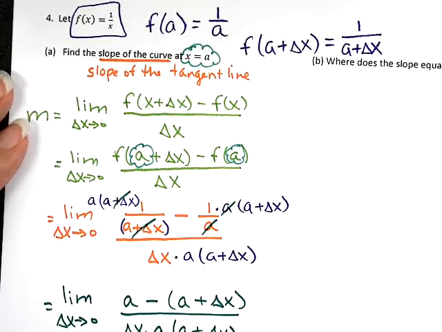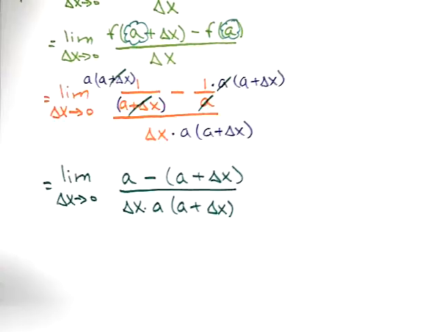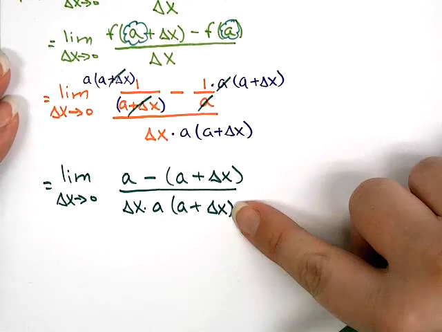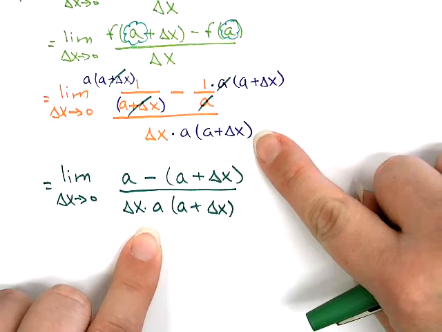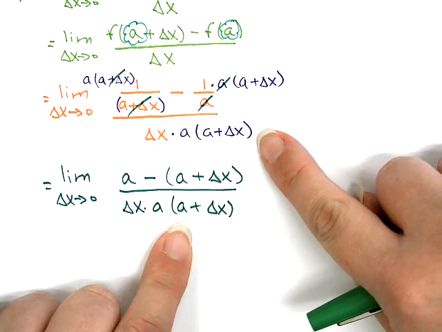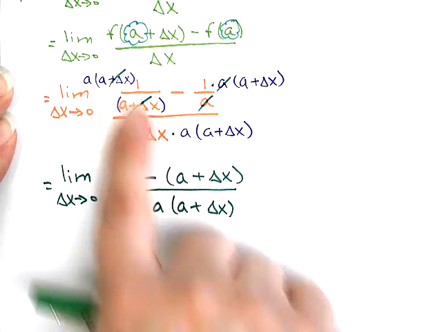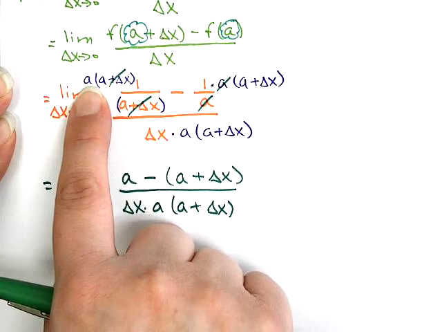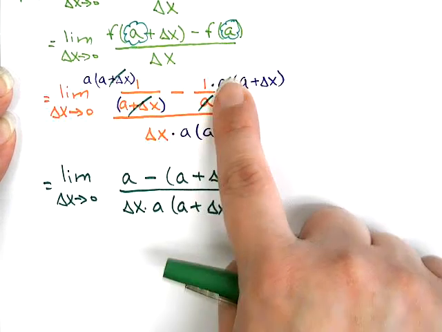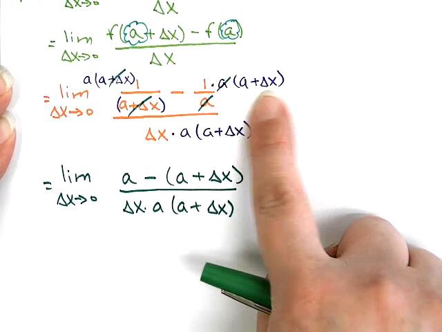I'm not going to distribute. Oops, I got to move that so you can see, so that you can notice the denominator didn't change. How about that, Miss J? My denominator did not change at all. It's still delta x times a times the quantity, a plus delta x. On the top here, those two pieces canceled, so I was left with my a. I had a minus sign. Those a's canceled, and I was left with a plus delta x.